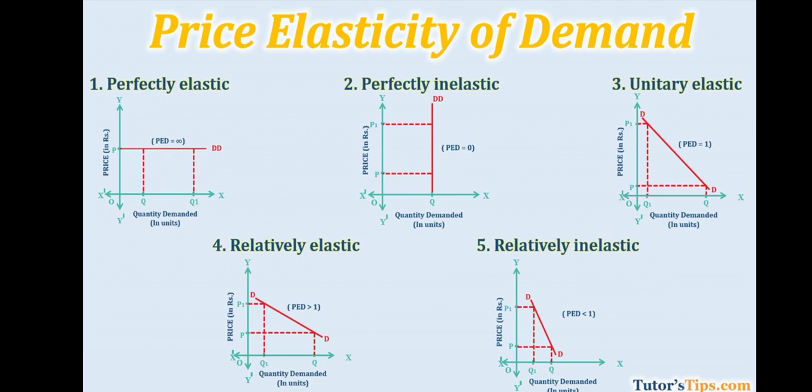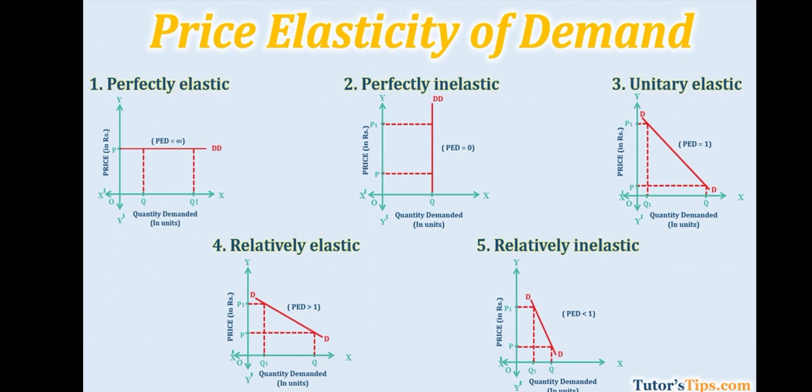Third one is unitary elastic, which says that price elasticity of demand equals 1. Whatever changes price shows us, the same changes will be seen in quantity demanded. The fourth one is relatively elastic, which tells us that the change in price is less than the change that will occur in quantity demanded. Therefore, your price elasticity of demand is greater than 1.